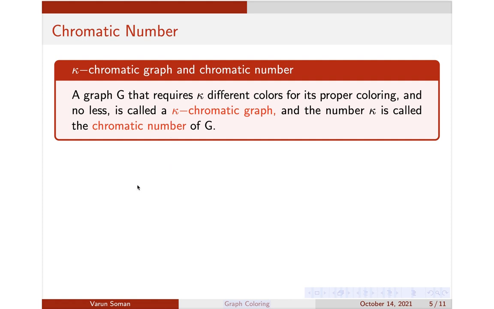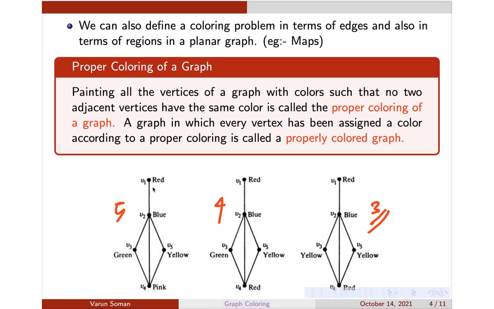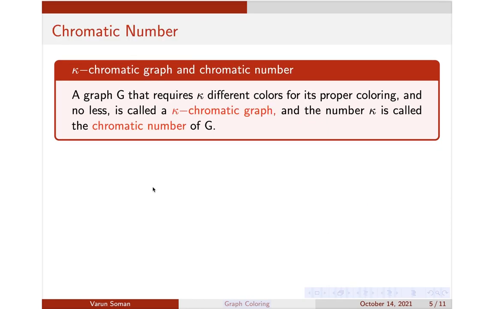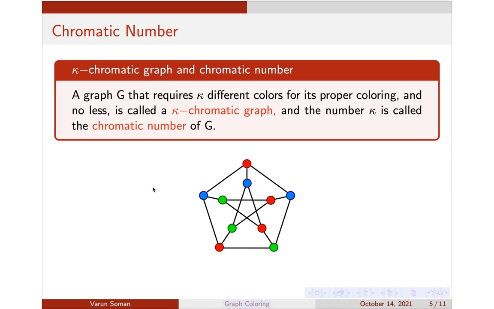So what's a chromatic number? We can define it like this: the minimum number of colors which are required to properly color a graph is called a chromatic number. Similarly, if you look at this graph, we have colored it using 3 colors here. So what is the chromatic number of this graph? I don't know the chromatic number yet. Let us try to understand it better.